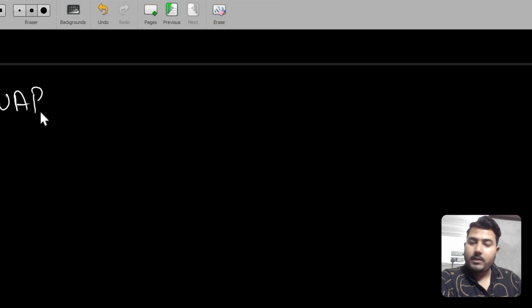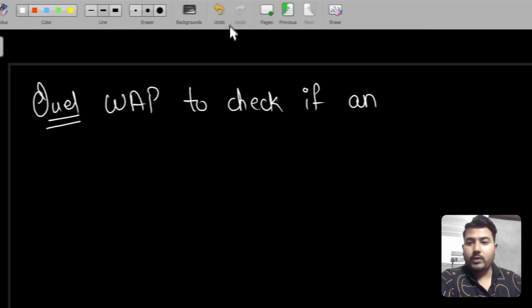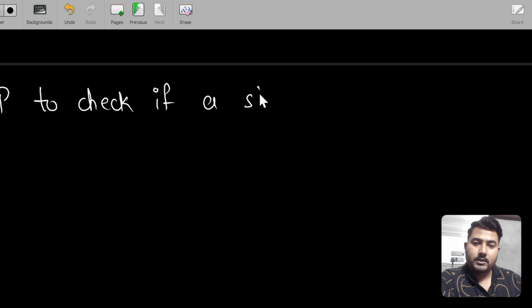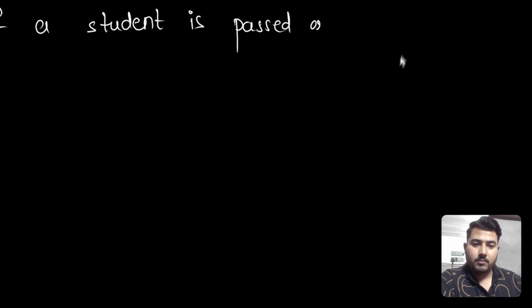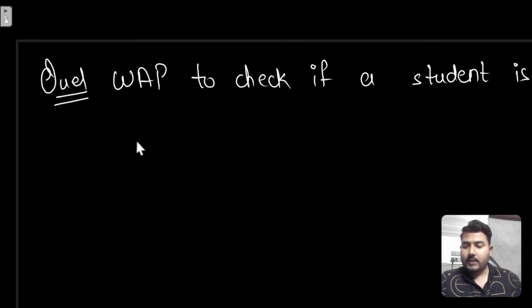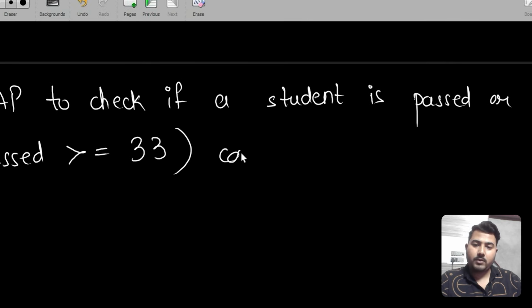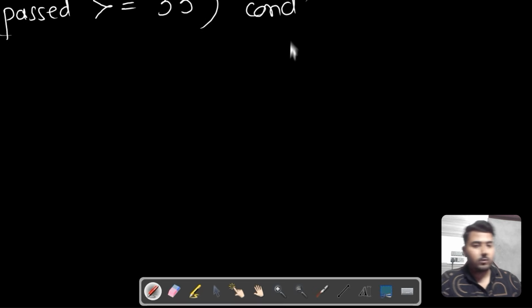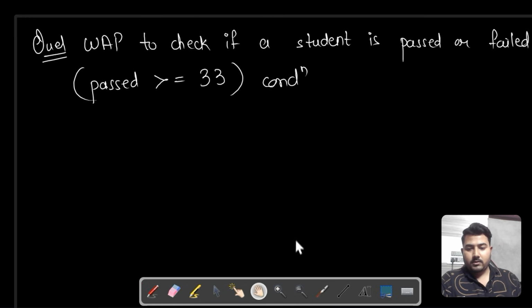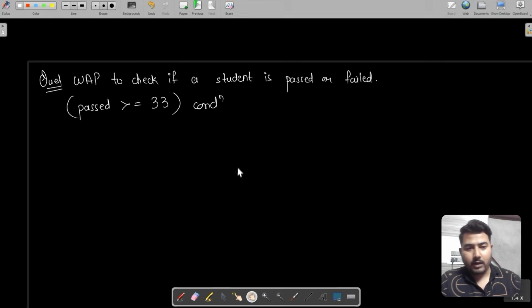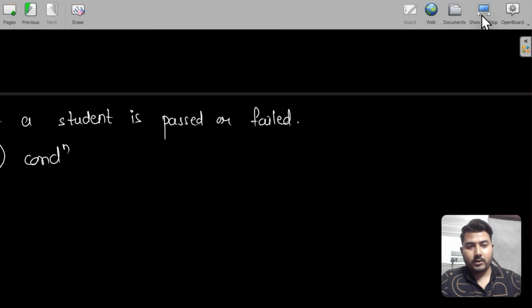Write a program. WAP means write a program to check if a student is passed or failed. Passed or failed. So a couple of things we are going to assume here only. That is, a student will be passed if their percentage is greater than or equal to 33. Simply that. This is going to be our condition here. Let's just assume this is given in the question itself. Now we will just create a program out of it. All right, so let's just do that.